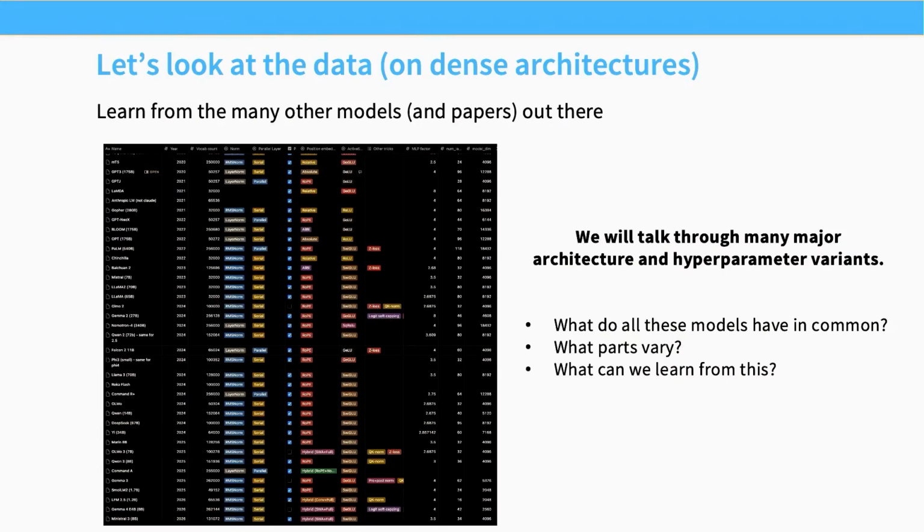And you can ask questions like, what are the different vocabulary sizes? Or what kind of layer norms do we use? Or what kind of position embeddings do people use? And we see some fairly clear trends. I'll be talking about this as we go.